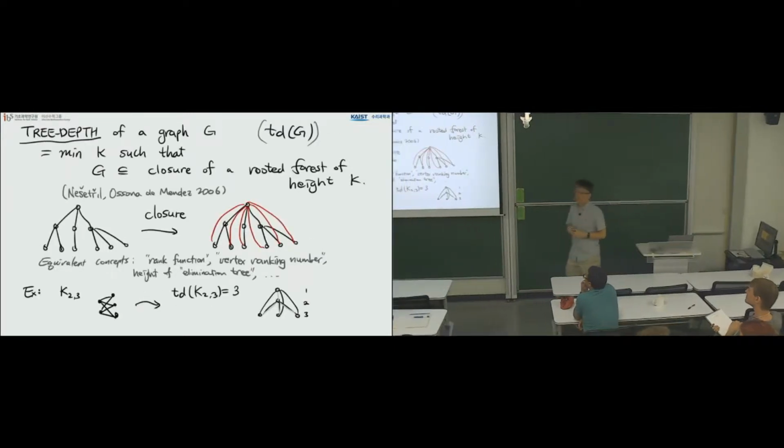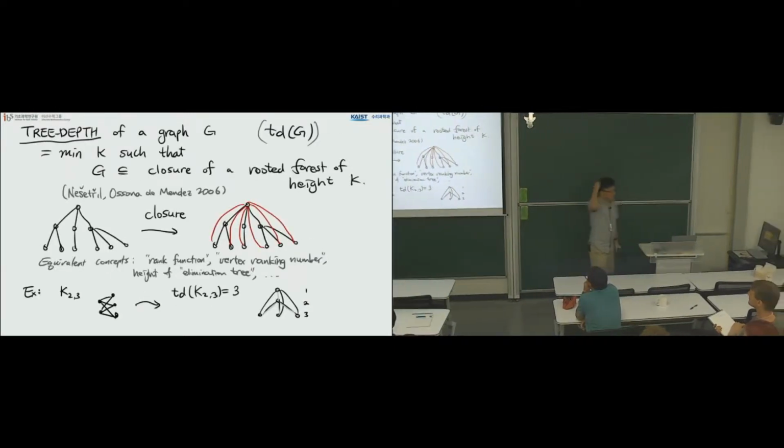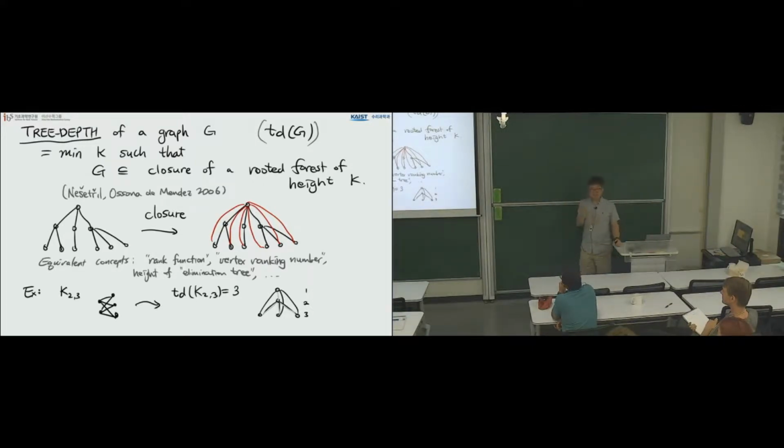Alright, so let me start with the definition of tree depth. Actually, in the previous talk, Uyung already mentioned that if he forbids some paths, then the path width is small, so tree width is small. But actually, if you forbid the path, the tree depth is small. You can have something more.